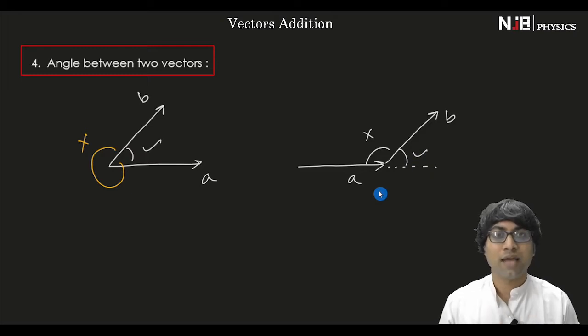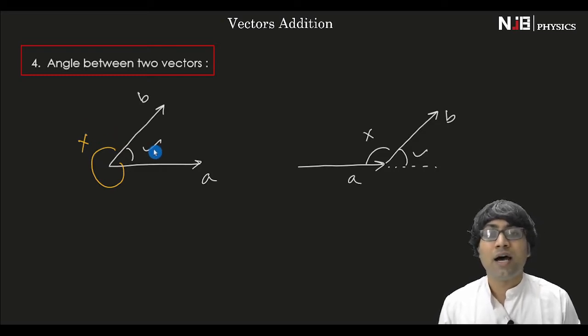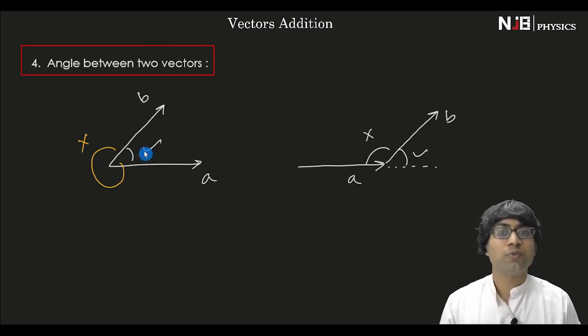Basically, the idea is that no matter what the orientation of the two vectors is, you have to join them tail to tail. If they are not joined tail to tail, you can move one of the vectors parallel to itself, as we can do that, and join them tail to tail. Once you do that, the smaller of the two angles is going to be the angle between the two vectors.